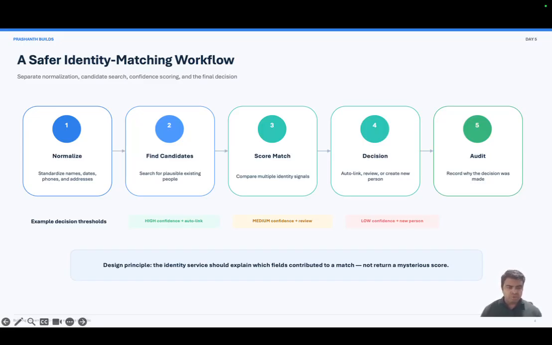A very high confidence match might be linked automatically. A medium confidence match should go to human review. If no plausible person exists, then we create a new person. And every decision should be auditable, so we should be able to explain why those two records were linked and which fields contributed to that decision.